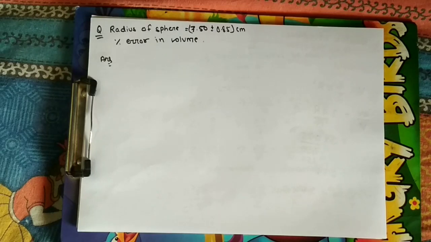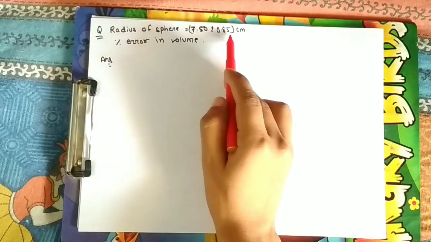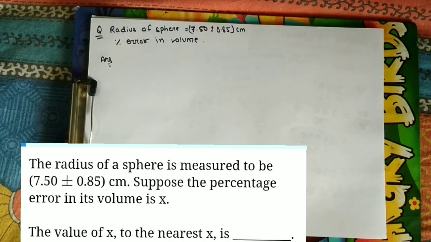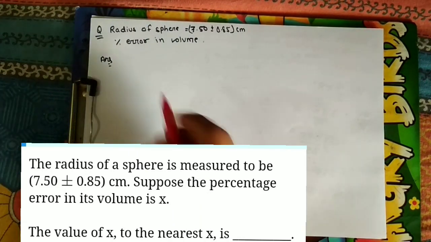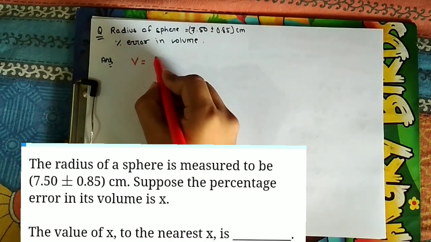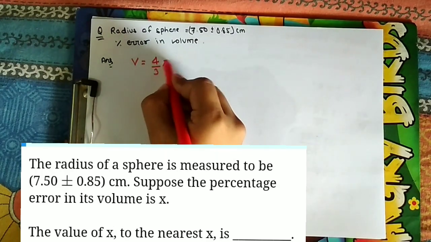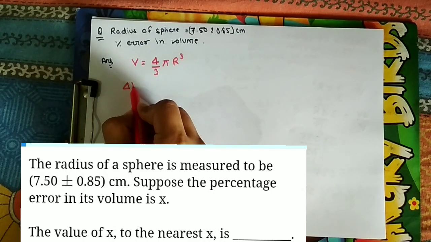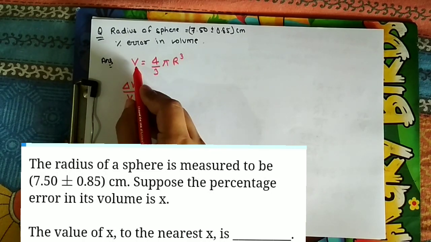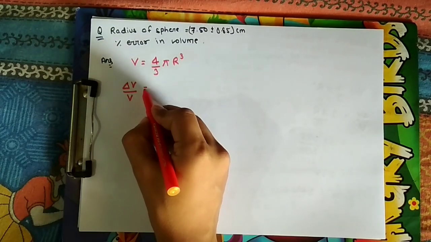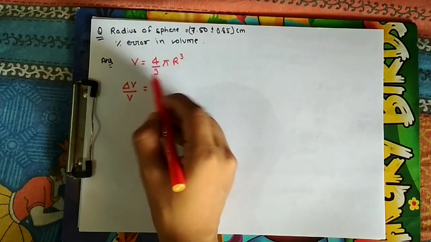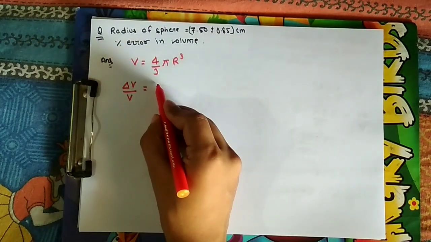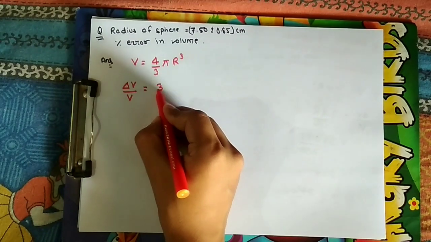Here the question is: the radius of a sphere is 7.50 plus minus 0.85. This represents the maximum error in the radius. So what is the percentage error in volume? We know the volume of a sphere is 4 by 3 pi r cube. Now write the expression delta v by v, the relative error in v. There is no error in constants, and here write the exponent part in front.